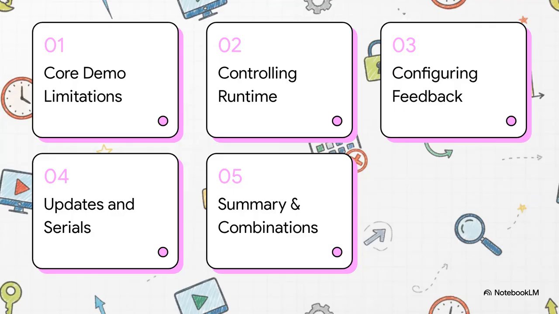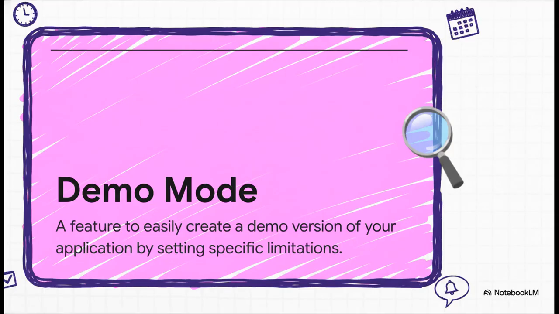So here's our game plan. We're going to tackle this in 5 key steps. First, we'll cover the core limitations, the very foundation of your demo. Then, we'll look at how to control the application's runtime per session. After that, it's all about user feedback. Then, we'll get into some more advanced stuff like handling updates and serials. And finally, we'll wrap it all up with a summary of the most powerful combinations. Okay, so let's get right into it.